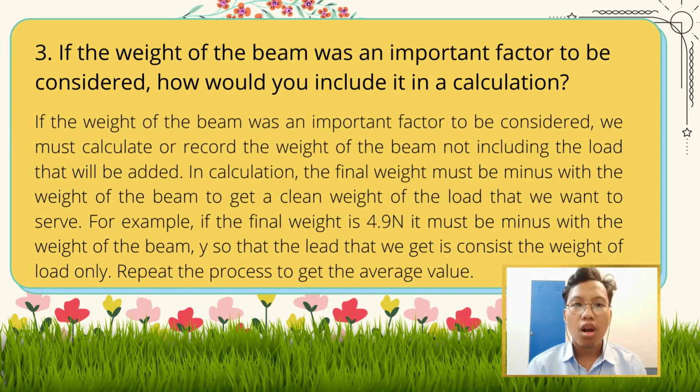So, the last discussion is if the weight of the beam was an important factor to be considered, how would you include it in a calculation? So the answer is, we must calculate or record the weight of the beam, not including the load that will be added. In calculation, the final weight must be minus the weight of the beam to get a clean weight of the load that we want to serve. For example, if the final weight is 4.9 Newton, it must be minus the weight of the beam, so that what we get consists of the weight of load only. We have to repeat the process to get the average value.